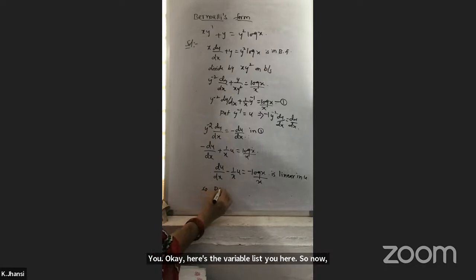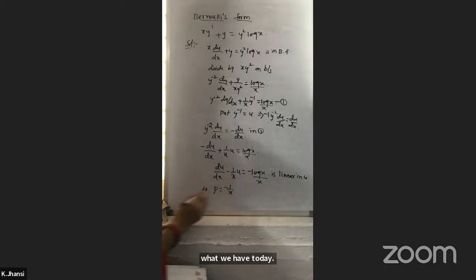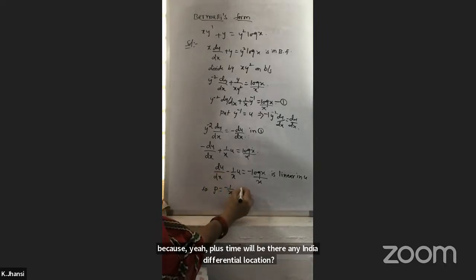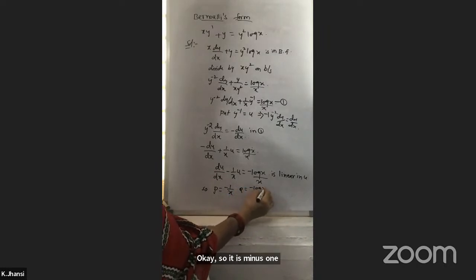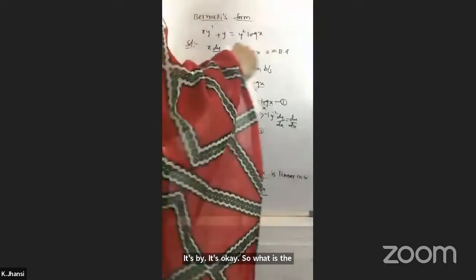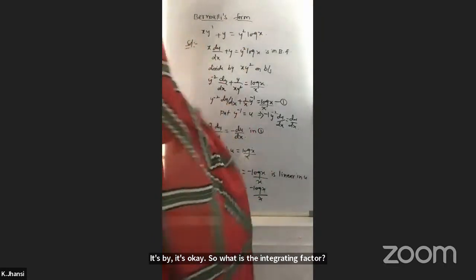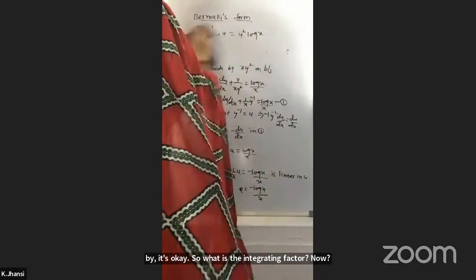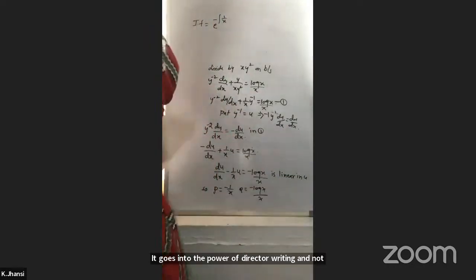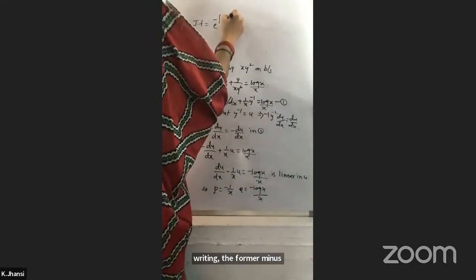So what is the p value? P is equals to minus 1 by x, because here the plus sign will be there in a linear differential equation. So it is minus 1 by x, and q is equals to minus log x by x. So what is the integrating factor now? Integrating factor is equals to e to the power of, directly I am writing, I am not writing the formula, e to the power of integral of minus 1 by x dx.